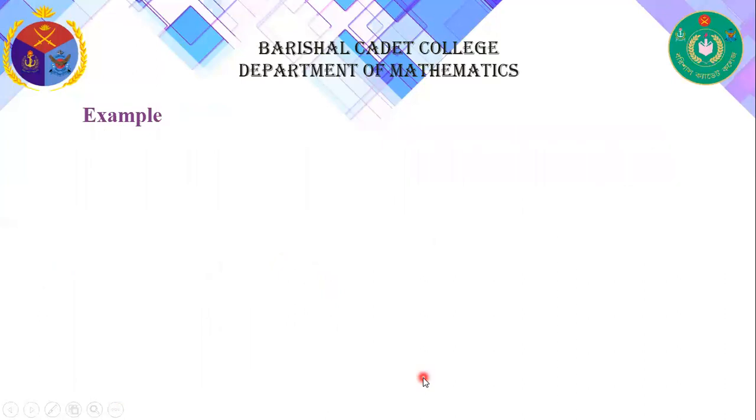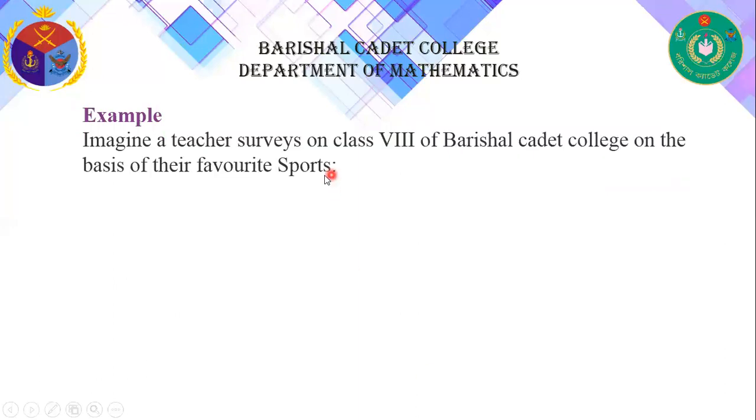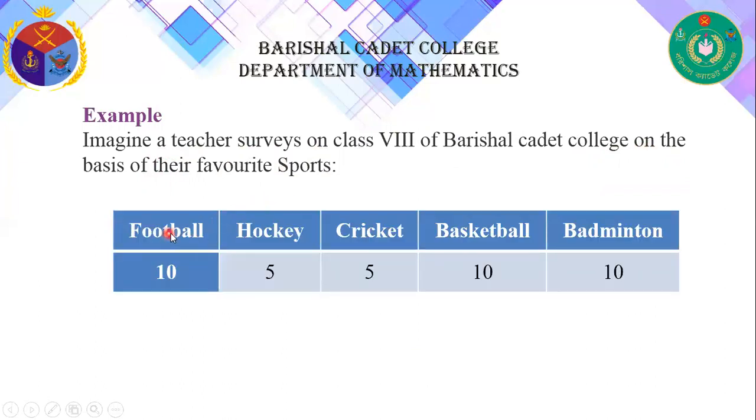And now an example. From this example, we learn how to draw a pie chart. Imagine a teacher surveys class 8 of Barishal Cadet College on the basis of their favorite sports. Now, football, 10 cadets; hockey, 55 cadets; cricket, 5 cadets; basketball, 10 cadets; badminton, 10 cadets.